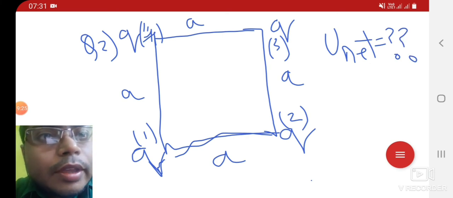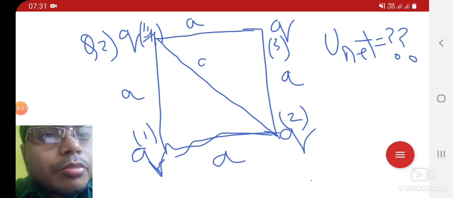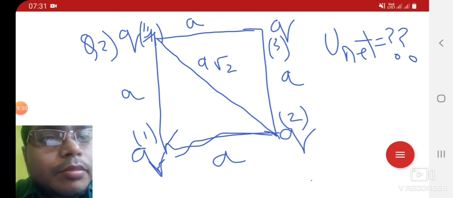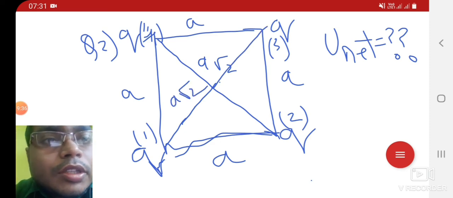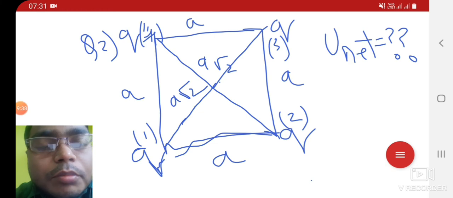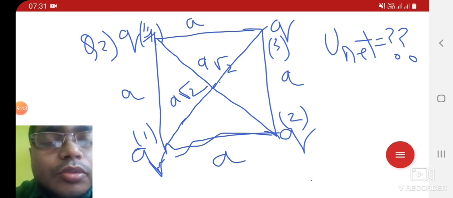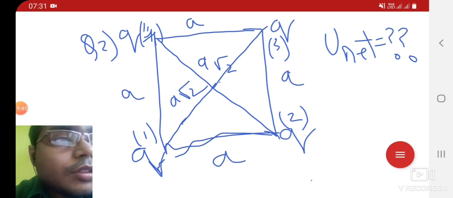So here you see the diagonal distance. The diagonal distance will be how much? A root 2. And similarly this diagonal, the distance will also be A root 2. So when we bring the charge at the point 1, then there were no other charges. That means work done will be 0. So like this we have to do the question.